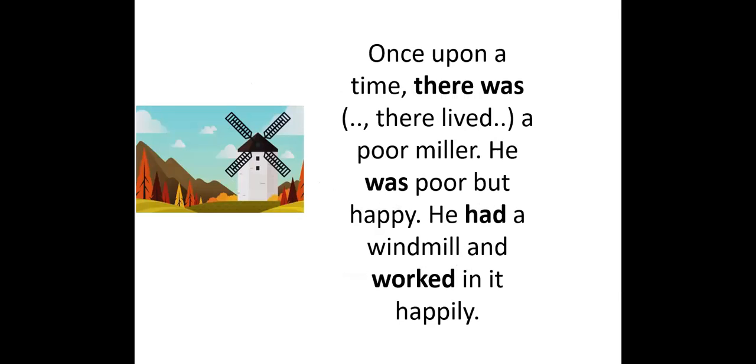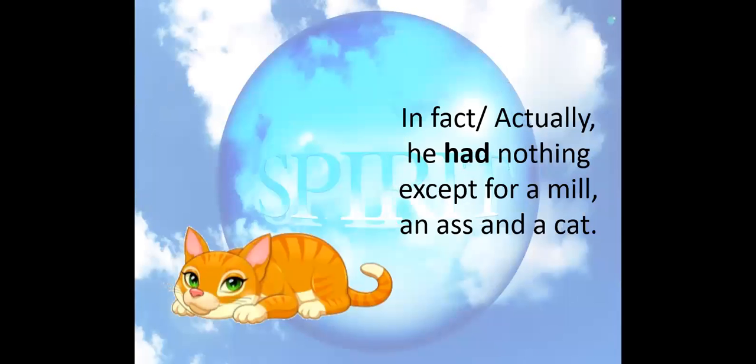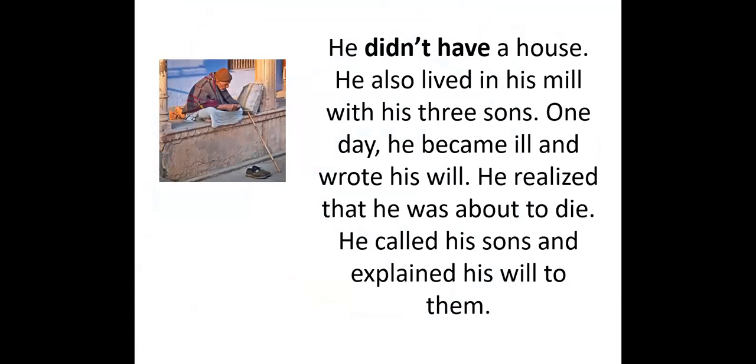Once upon a time there lived a poor miller. He was poor but happy. He had a windmill and worked in it happily. In fact, this is also a beautiful expression. Actually, he had nothing except for a mill, an ass, and a cat. He didn't have a house. He also lived in his mill.